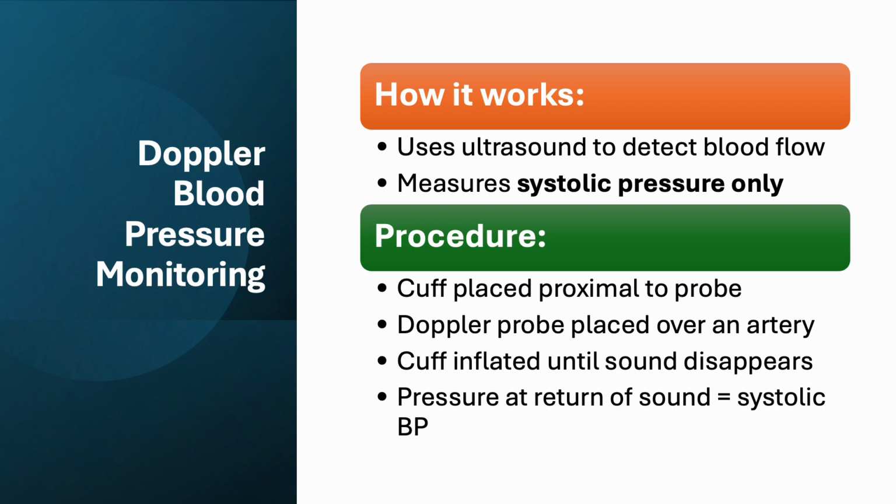When using a Doppler for blood pressure monitoring, it uses ultrasonic technology to detect blood flow and measures systolic pressure only. A cuff is placed proximal to a small probe that is placed over an artery. The cuff is then inflated until the sound disappears from the vessel, and at the time that the cuff is deflated and the sound returns, that corresponds to systolic blood pressure.